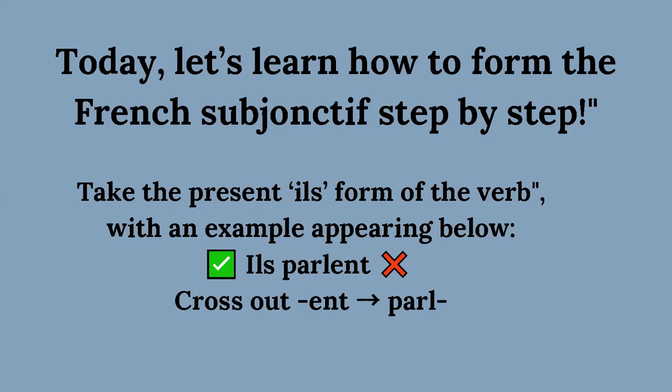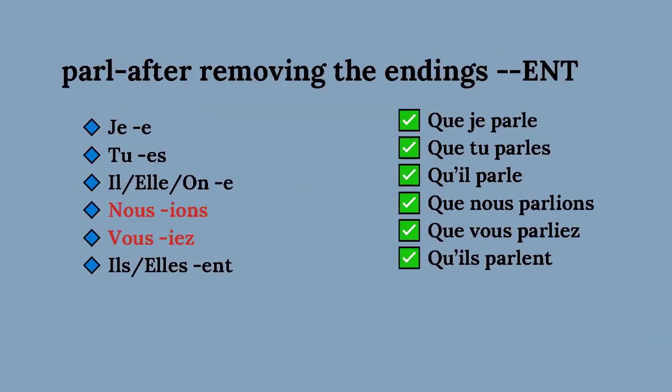Let's see ahead. To this radical after removing the ENT, we are going to add our subjunctive endings, that is E, ES, E, IONS, IEZ and ENT. So for my verb parler, I get que je parle, que tu parles, qu'il parle, que nous parlions, que vous parliez, qu'ils parlent. Now if you look at the nous and vous form here, I have highlighted it. What is the change here? Let's see.